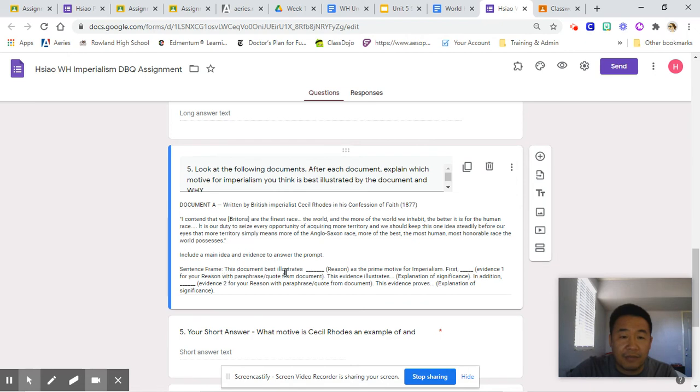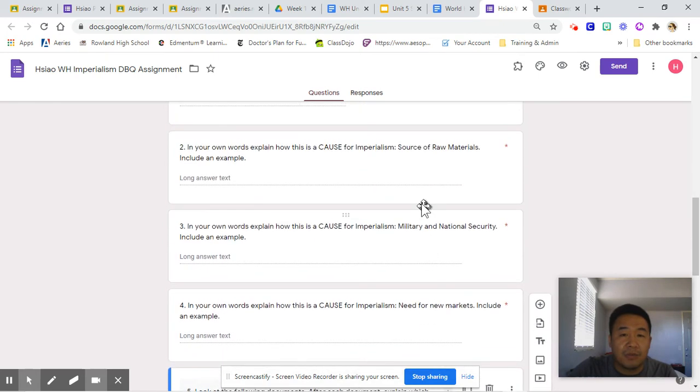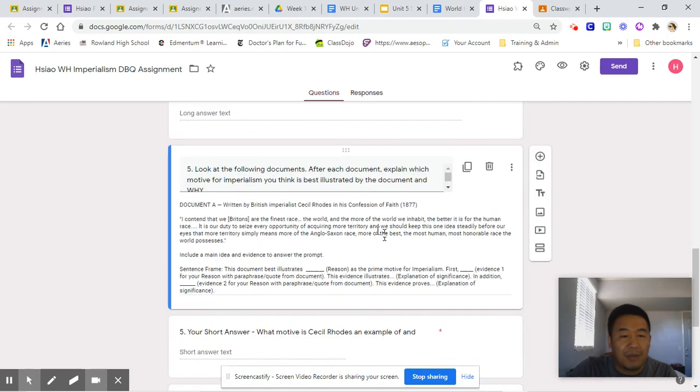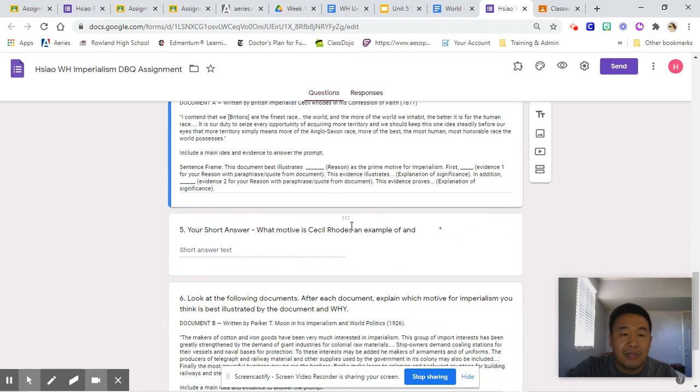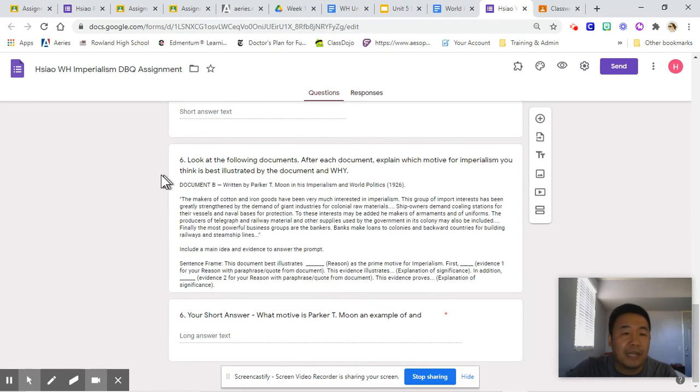Again, use the sentence frame. This document best illustrates that sources of resources is the primary reason or motive for imperialism, and then you explain why you think this is or isn't actually an example of sources of raw materials. Number 6 is exactly the same, but you get a different document.